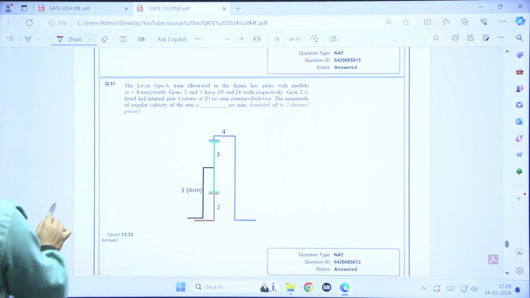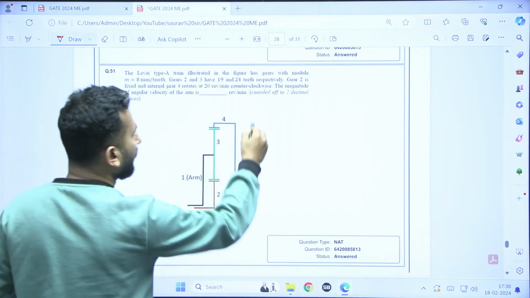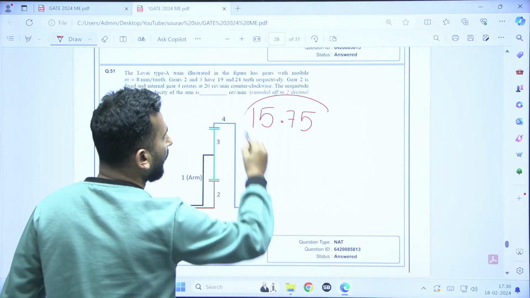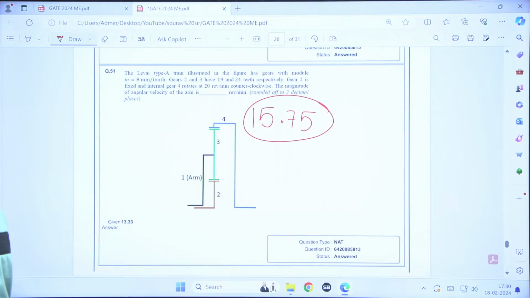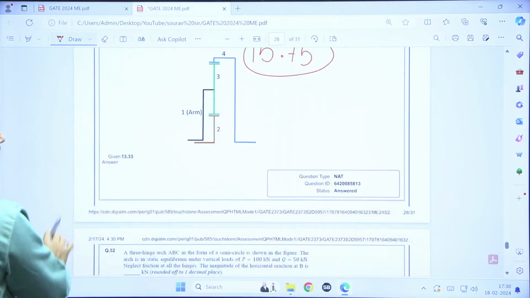Okay, gear train, internal gear system, the line diagram. So the answer for this will be 15.75 that we have solved. 15.75 is the answer for this gear problem.